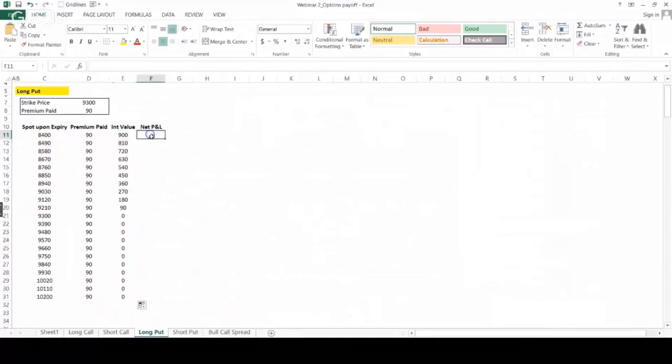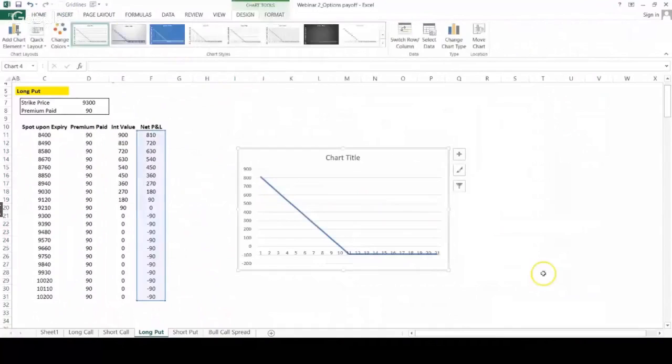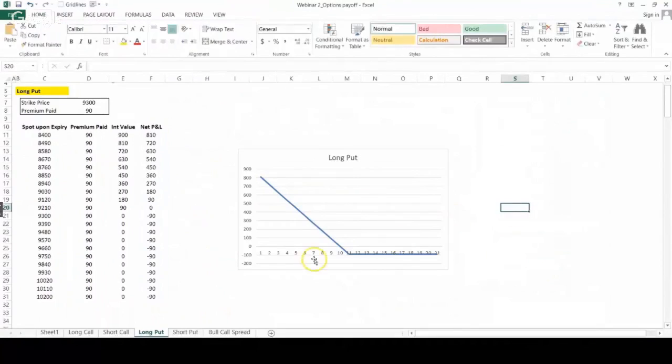I've got the intrinsic value of the strike. The net P&L will be the intrinsic value of the option, and from this I have to adjust for the premium that I've paid, which is this. There you go. So this is the payoff of a long put position. If I plot the graph of this, I should be able to get it. There you go. So let me label this long put.